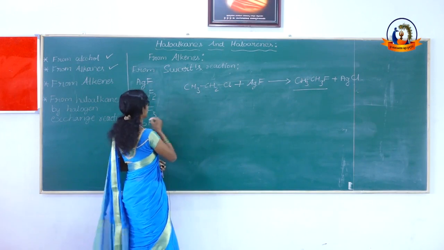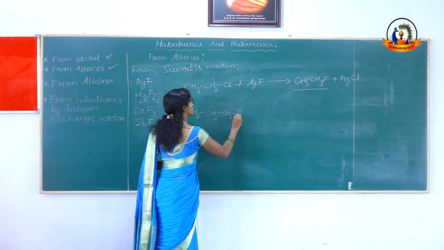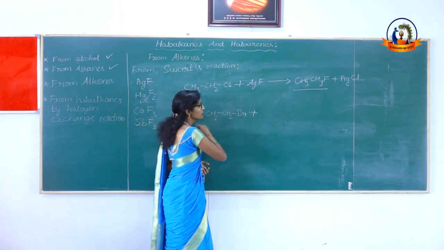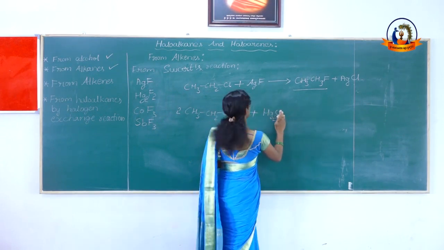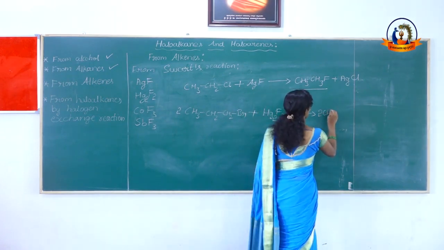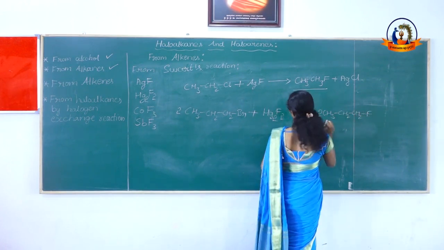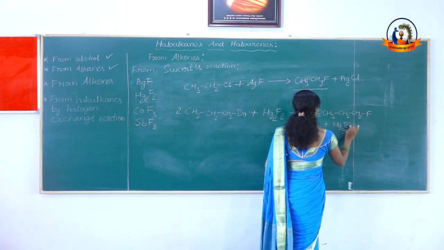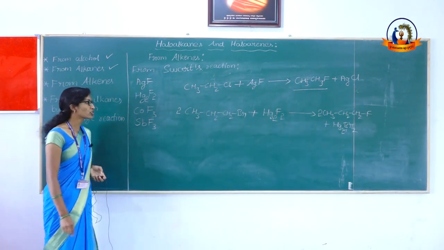Another example for this, propyl bromide is treated with mercurous fluoride. It gives propyl fluoride plus mercurous bromide. This is about the Swarts reaction.